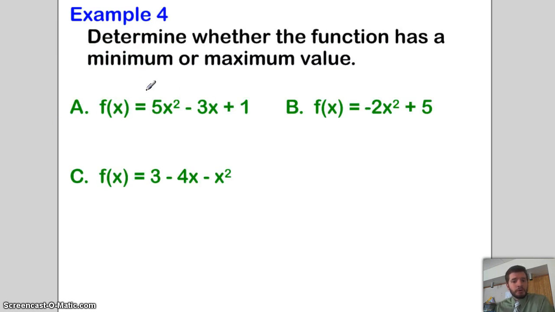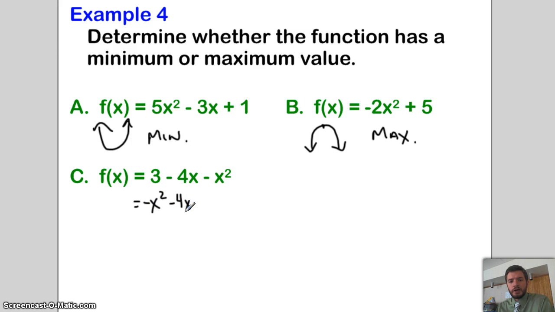All right, and now we're just going to determine whether it's a minimum or maximum just from the actual graph itself. For letter A, this one's going to be facing up, so in this case, it's going to be a minimum value. This one right here, A is negative, so it's going to be facing down, which means that the vertex will be a maximum value. And be careful here, this one's actually backwards. If I switched it all around, it would be negative x squared minus 4x plus 3, which you can see now is negative, so again facing down, therefore the vertex is going to be a maximum.